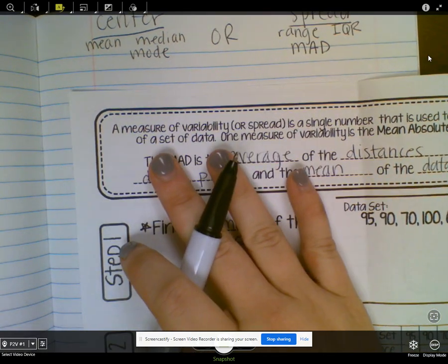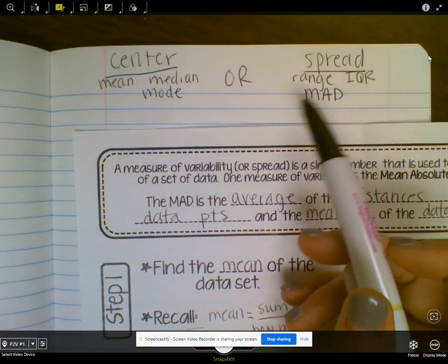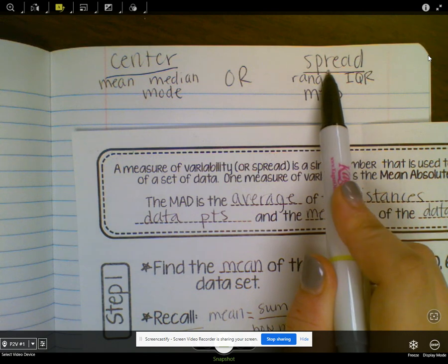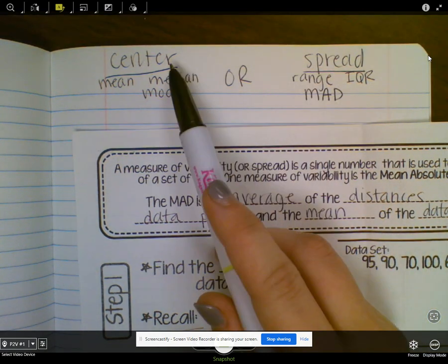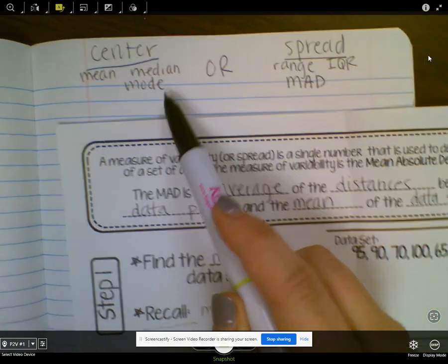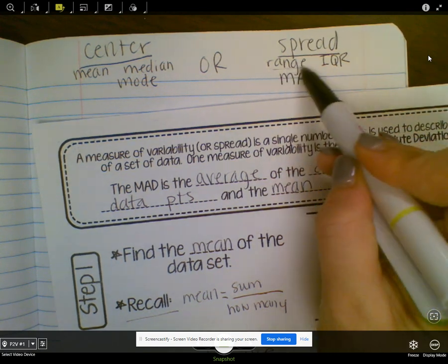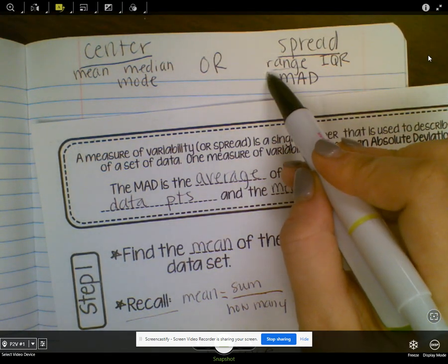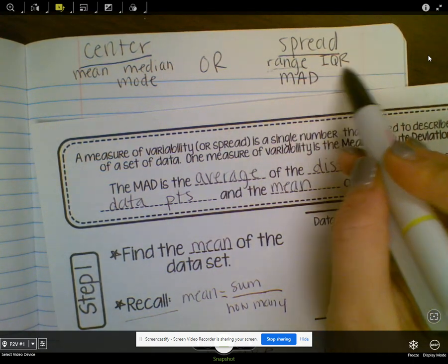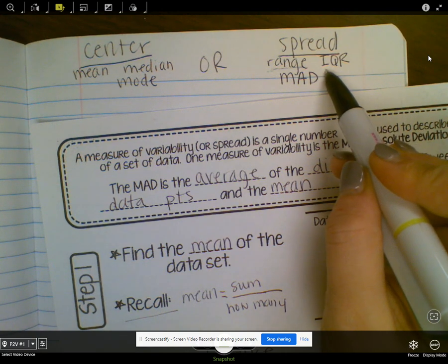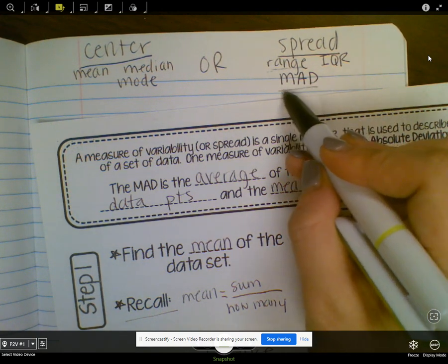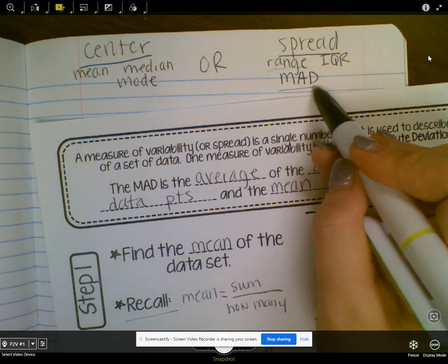But there's two different things we can talk about, center or spread in statistics. Measures of center are mean, median, and mode. Measures of spread that we know so far are range, which tells us how spread out our numbers are, and interquartile range, that's where we took on the box and whisker plots. And now we're learning a new one called MAD. It stands for mean absolute deviation.